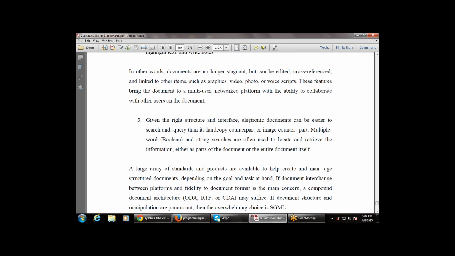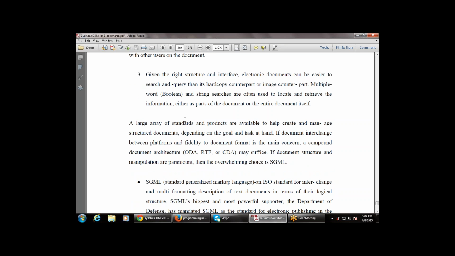Third, given the right structure and interface, electronic documents can be easier to search and query than their hard copy counterparts. This is one of the important points. If the information is properly stored in the digital library, electronic documents can be easier to search and query. Multiple words, that is Boolean and string searches, are most often used to locate and retrieve the information, either as a part of the document or the entire document itself.